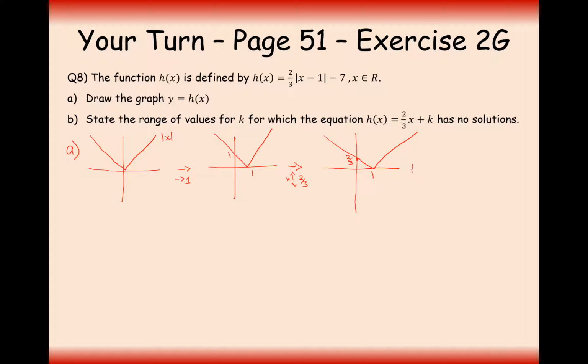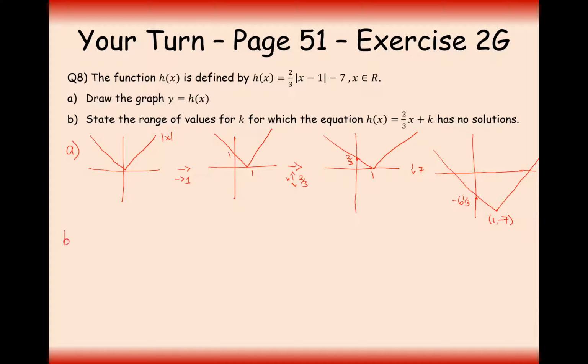The next thing I'm going to do is move down by 7, because there is a -7 at the end of the transformation. So in this case, this 1 coordinate will move down to the coordinate 1, -7. The 2/3 is going to move down to -6 1/3, and then we can draw in our graph around this. Okay, so that's what the graph is going to look like.